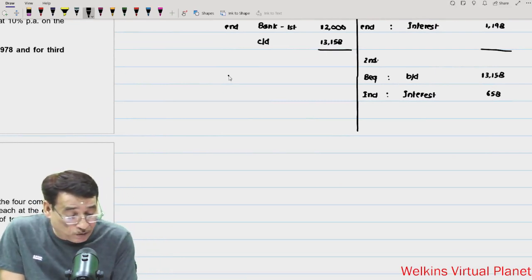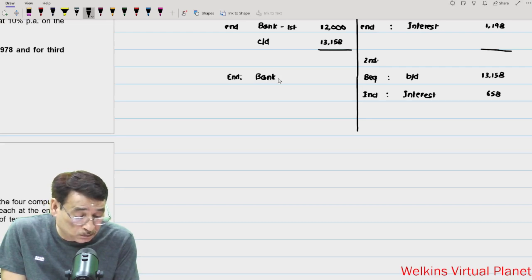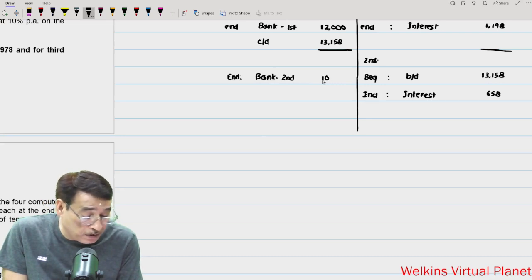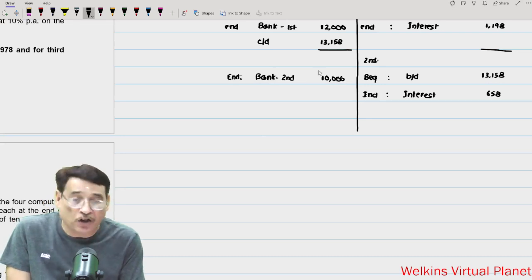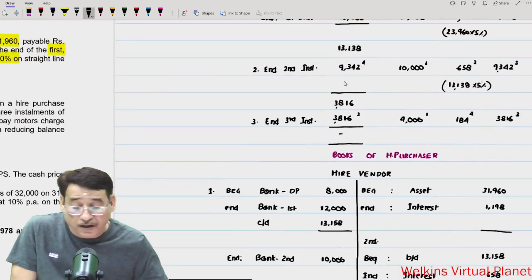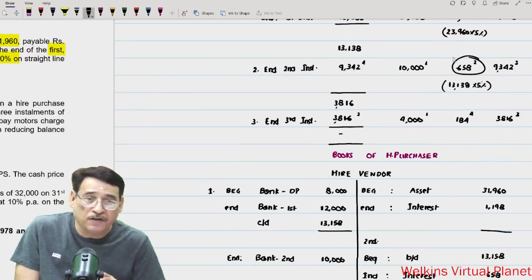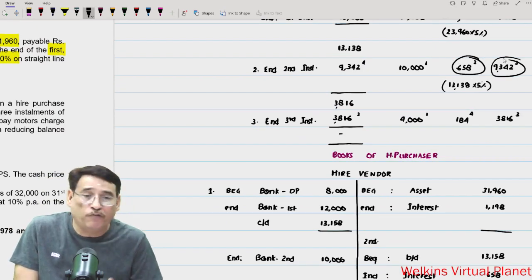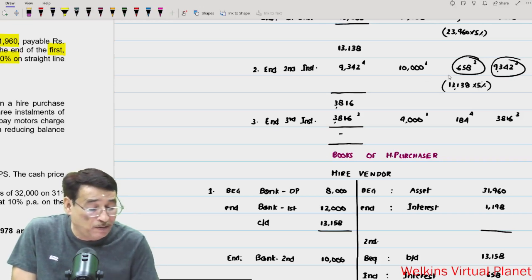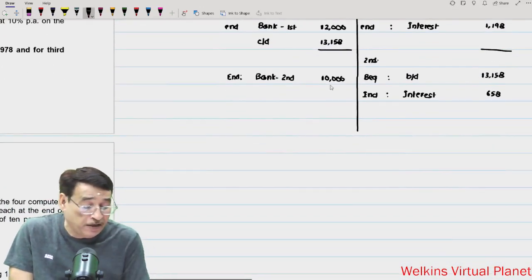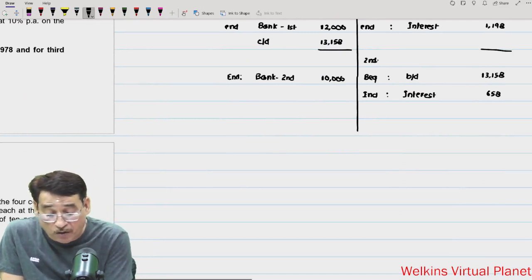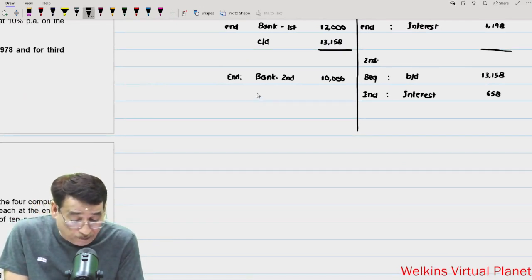And then I am going to pay the second installment to bank. Second installment is of rupees 10,000. See here, when I am writing here 10,000, try to understand. It means actually I am paying 658 as interest, and I am paying 9342 as cash price portion. So total amount I am paying 10,000. That is what we mean by writing here 10,000. Then we are going to write here balance carried down.